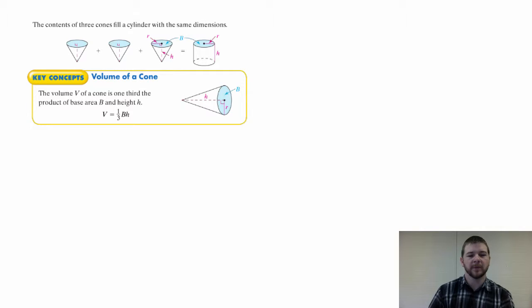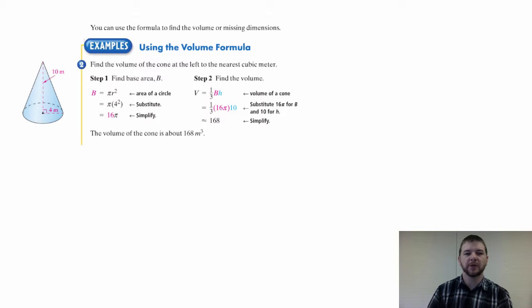Similar to what we saw with prisms and pyramids, the contents of 3 cones fill a cylinder with the same dimensions. A key concept, the volume of a cone. The volume of a cone is 1/3 the product of base area capital B and height h. You can use the formula to find the volume or missing dimensions.